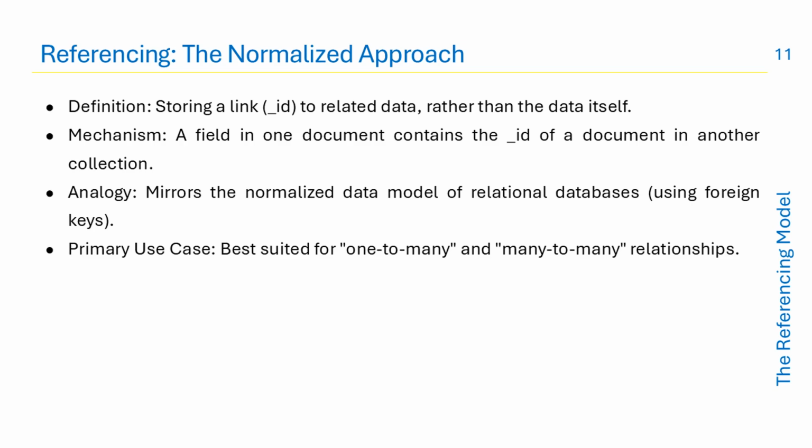Instead of nesting the actual data, you store a link to it. This link is simply the unique ID of the related document, which resides in a separate collection. This is conceptually identical to using foreign keys to link tables in a relational database. This model is the preferred, and often the only viable choice when dealing with relationships that are not one-to-few. We use it for one-to-many relationships, especially when the many side is very large or can grow without bounds. It is also the standard way to handle complex many-to-many relationships, which we will discuss shortly. Essentially, if you can't embed it, you should reference it.